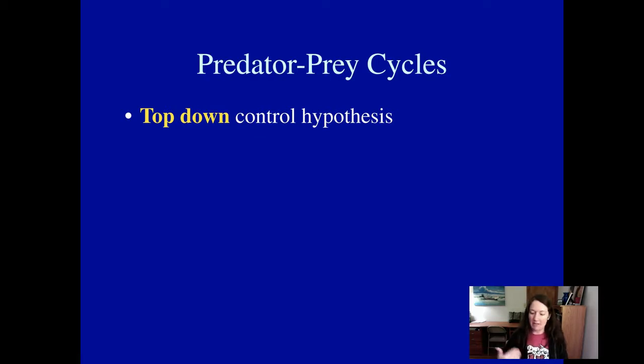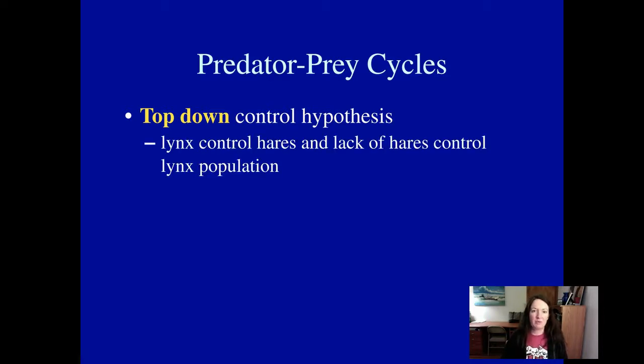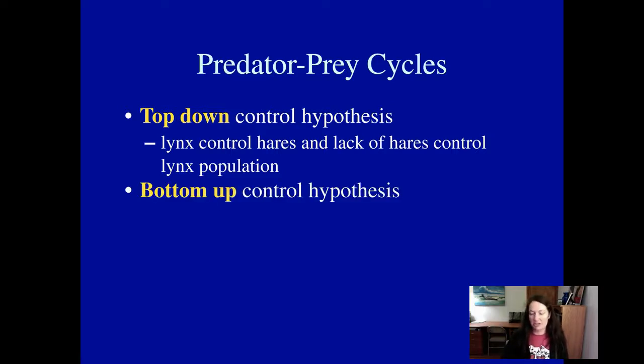So these two different hypotheses are out there about predator and prey cycles. The top-down control hypothesis is the one that we're most familiar with, and that is where the lynx population, the big cats, control the hare population. And then the lack of hares, once the lynx have eaten too many of them, controls the lynx population. It causes their population to crash.